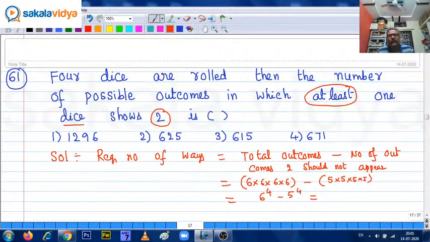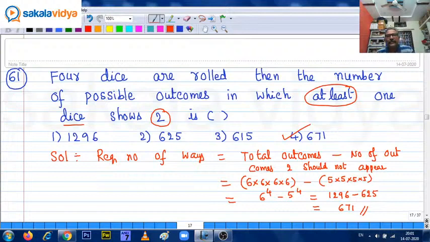What is 6 to the power of 4? 36 into 36. How much will you be getting? That will be 1296, minus 5 to the power of 4. 5 to the power of 4 is 625. 1296 minus 625 is 671. So the answer is 671.